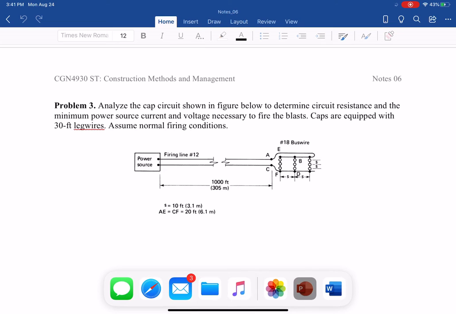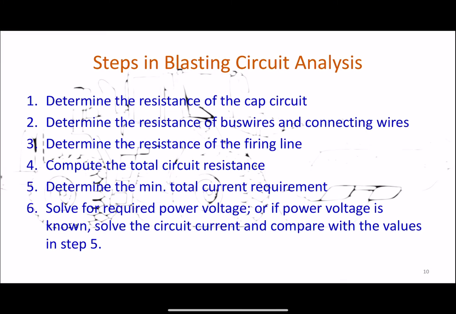So with that, we go back to review the steps in blasting circuit analysis. We have 6 steps here. The first, determine the resistance of the cap circuit. Then determine the resistance of the bus wire and connecting wires. And then determine the resistance of the firing line. Then add up the first 3. We go to step 4, compute the total circuit resistance.